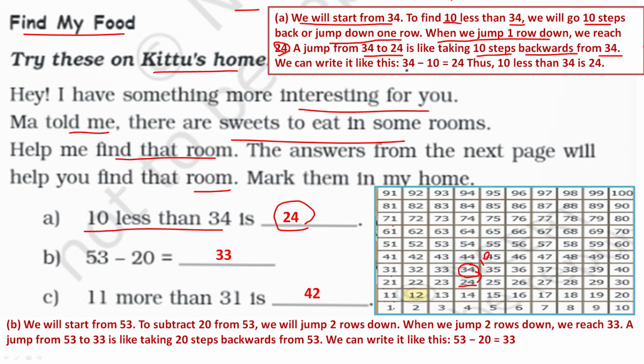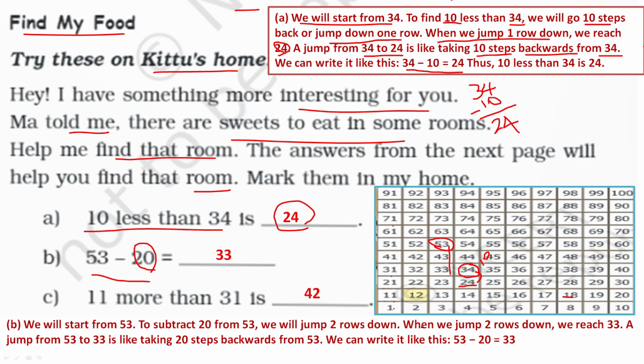We can write this as 34 minus 10. 34 minus 10 is equal to 24. The answer is 24. Similarly, 53 minus 20. Here minus 20 is equal to what? So where is 53? Go to 53 in the home, minus 20. So two steps you can come downward.